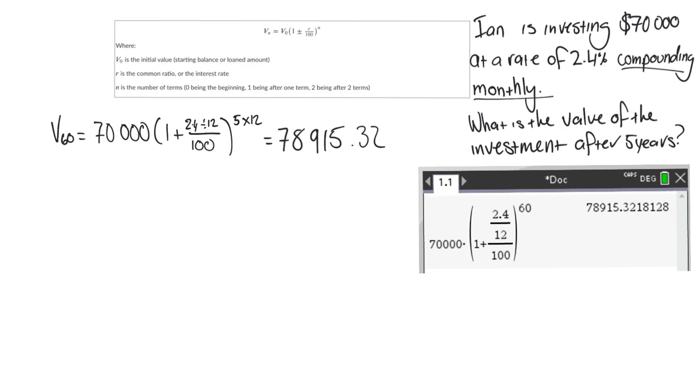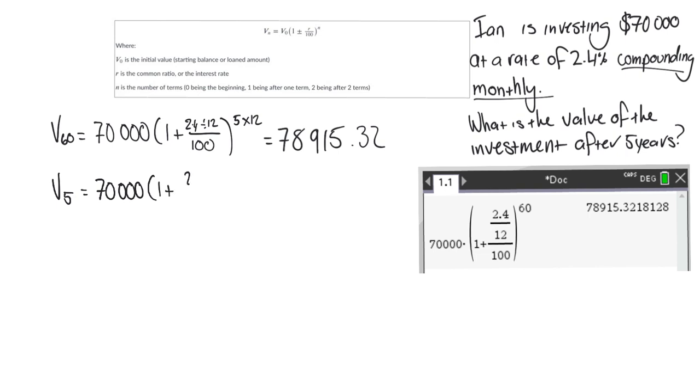Now, I'm curious to know, how is it different to if he invested with it compounding yearly? Will it be more? Will it be less? Let's have a look. So we'd have exactly the same formula. So I'm going to pretty much write out the same thing, except this time we're going to work out V5. So this is after 5 years.